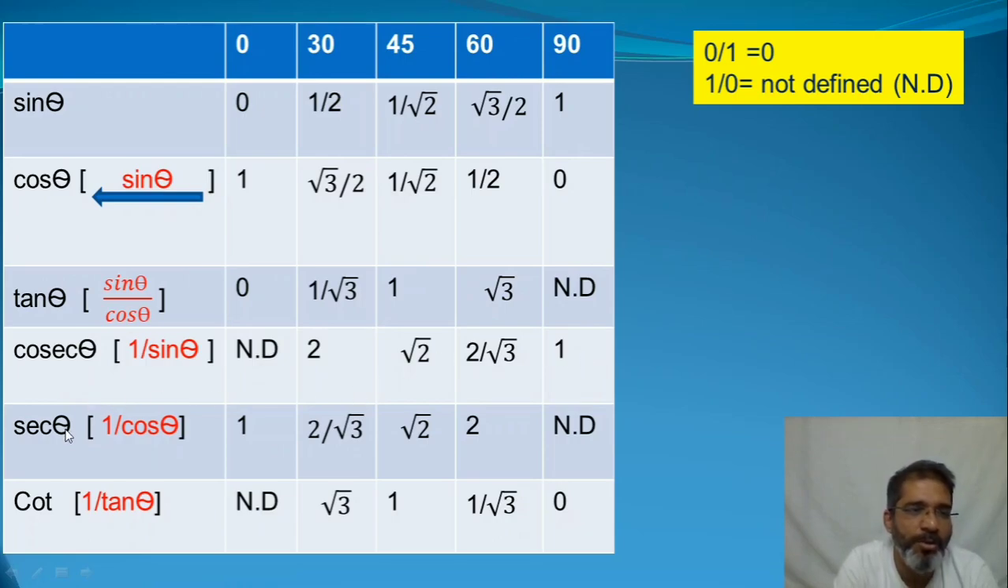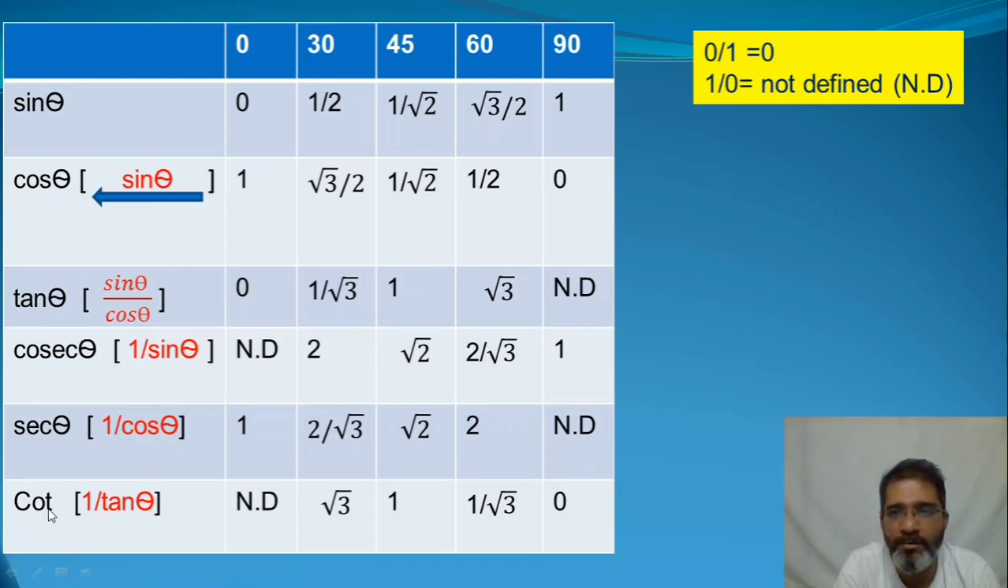Next is the values of sec theta. Now sec theta is inverse of cos theta. So again we are writing the inverse values of cos. Inverse of 1 is 1. Inverse of root 3 upon 2 is 2 upon root 3. Inverse of 1 upon root 2 is root 2 upon 1, means root 2. Inverse of 1 upon 2 is 2 upon 1, that is 2. Inverse of 0 is again not defined, don't forget that.